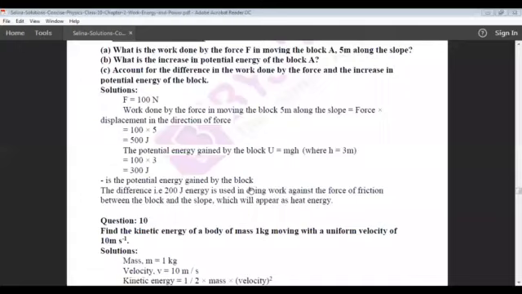Okay, students, in the third part, they have asked, account for the difference in the work done by the force and the increase in the potential energy of the block. See here, the work done by the force in moving the block is how much? It is 500 joule, and the potential energy gained by the block is 300 joule. The difference is 200 joule of energy. It is because of the work which we are doing against the force of friction, and that may appear as heat energy. Friction is nothing but it produces heat, so that will be heat energy. Okay, next, 10th one.